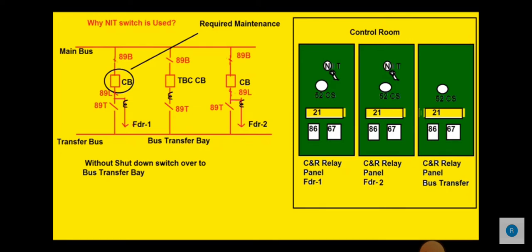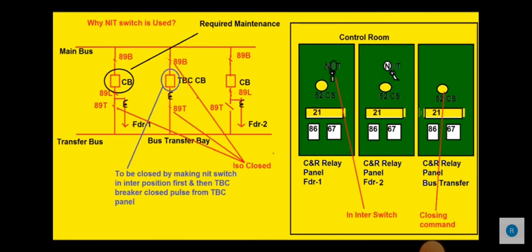Therefore, in the control room there are 3 panels: one for feeder 1, one for feeder 2, and one for the bus transfer panel. Without shutdown, we have to switch over feeder 1 to the bus transfer bay, so there will be no power interruption. First, we have to close 89T, the transfer bus side isolator, and also close 89B and 89T of the bus transfer bay. Then we have to move the NIT switch to inter position of the feeder 1 panel. After moving the NIT switch to inter position of its own panel, we can close the bus transfer breaker from the control and relay panel of the bus transfer bay.